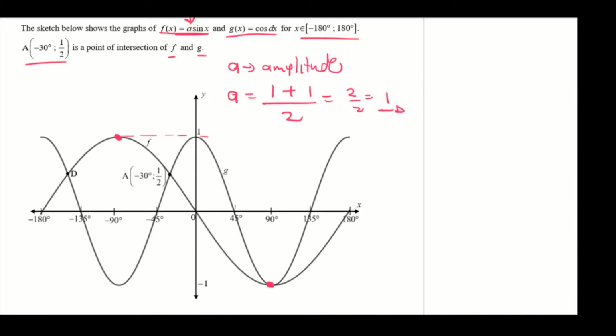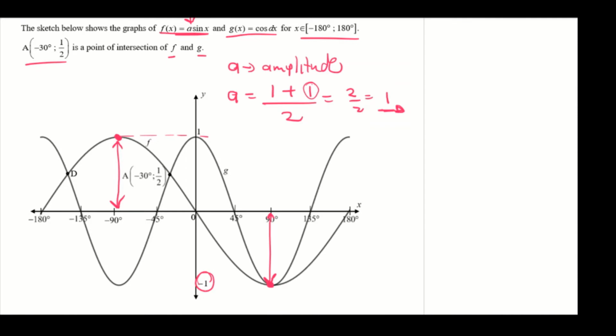So the reason why we're writing 1 instead of this negative, is because we want to identify the amplitude, the height between this point and this point. So we are adding both heights and dividing by 2. So hence the value of a is equal to 1, and it's not negative here, it's just positive.